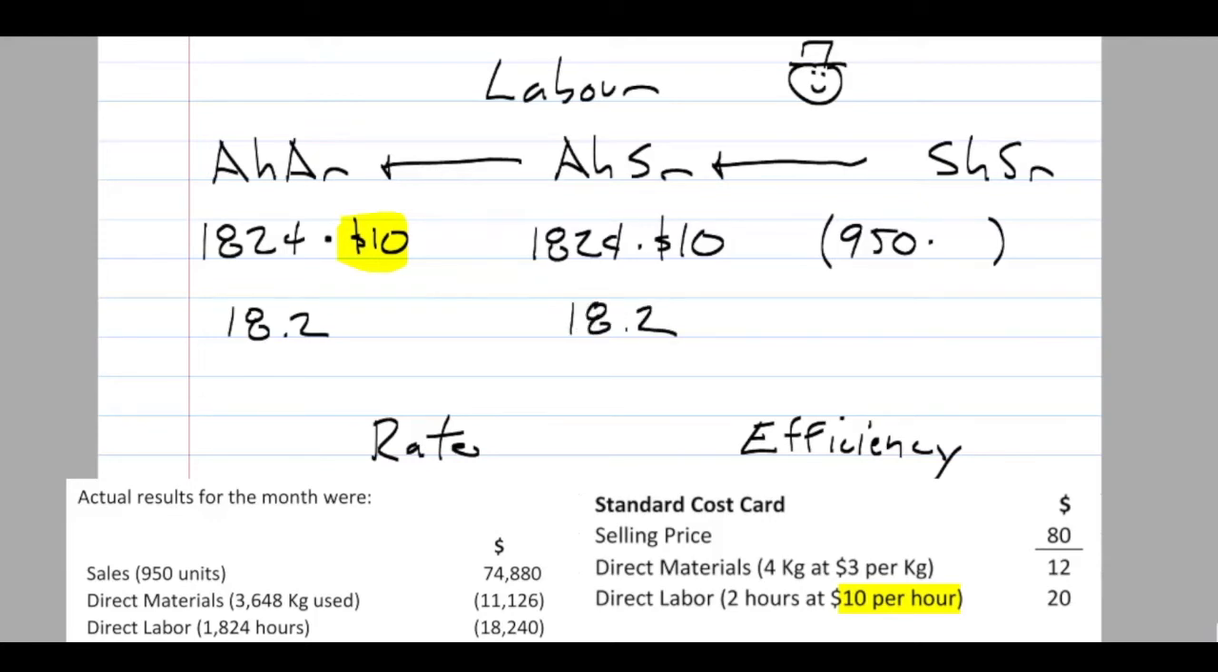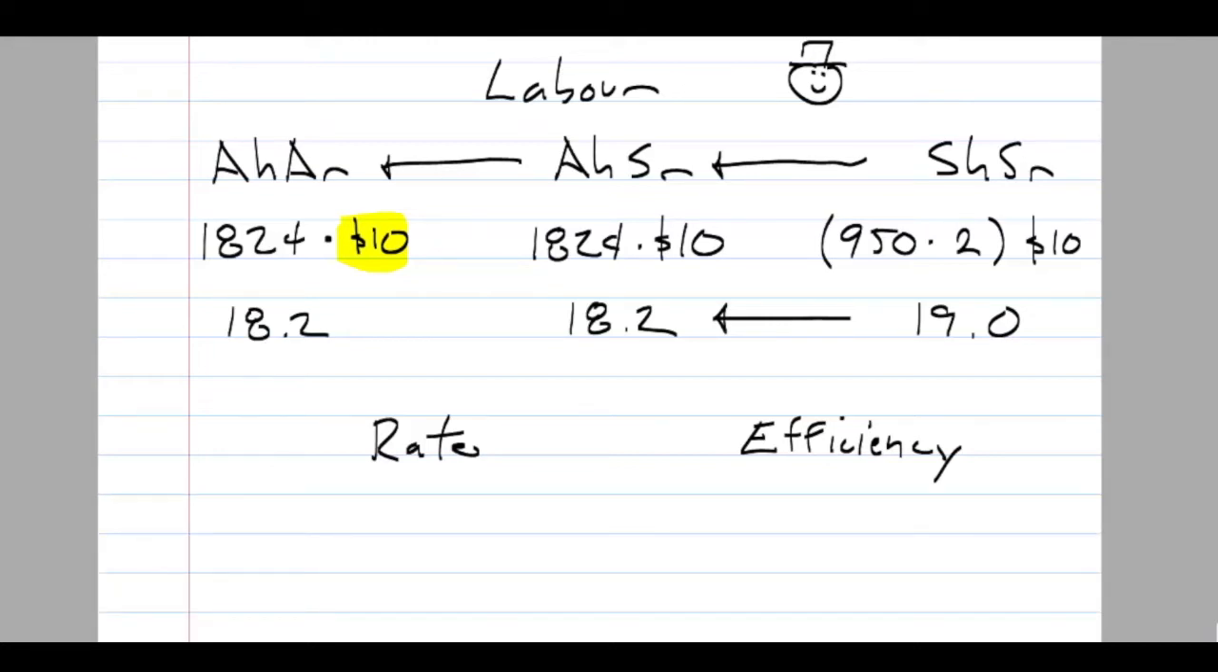Again, now if we look at the cost card, we've already found the standard rate, $10 per hour. Each unit should take 2. Okay, so the last one is the 19,000. And we had that from our flexed budget earlier. And moving this way, we should use 19,000 worth of labor when we do 950 widgets. We actually used 18.2, right?